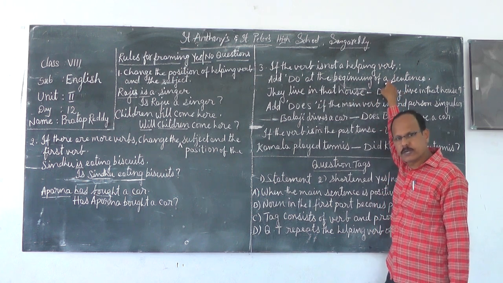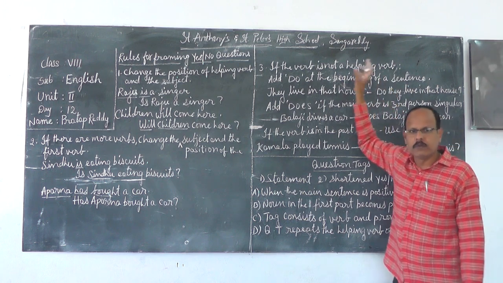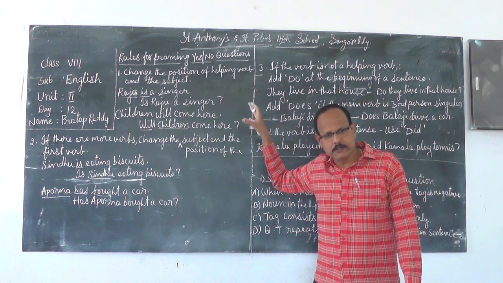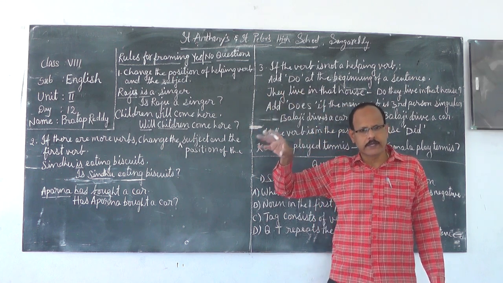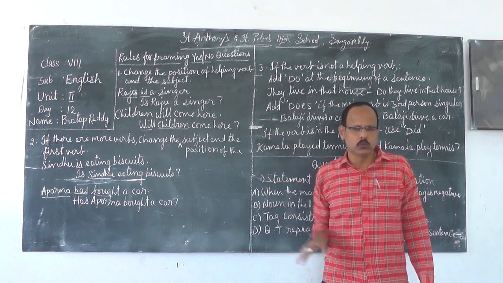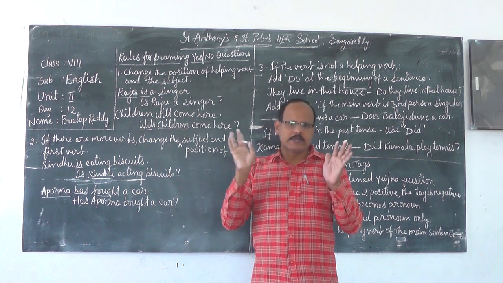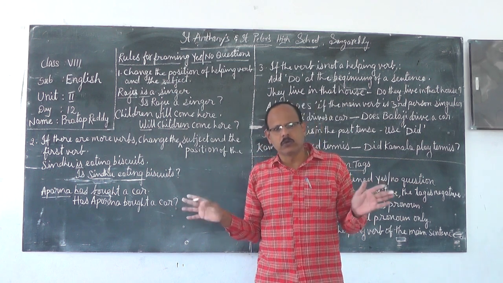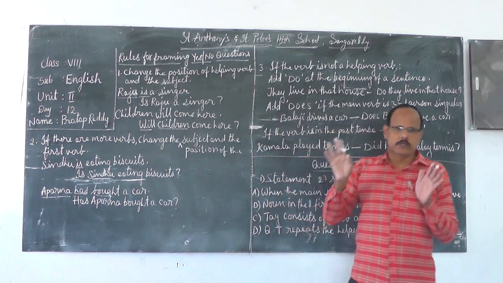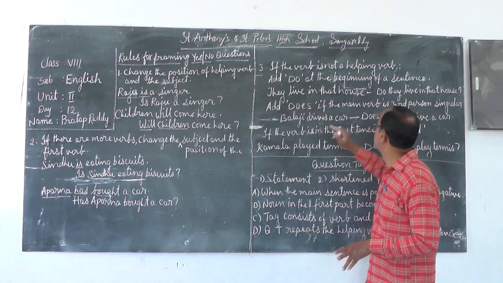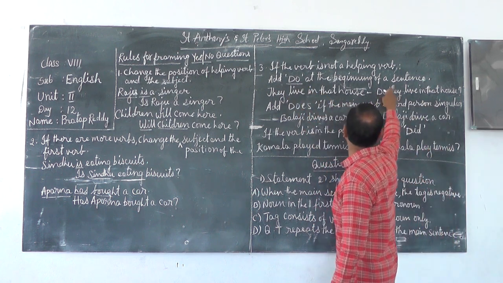The sentence is in present tense. If the verb is in the present tense, you need to start your question sentence with the word do. What is the rule? If the main verb is in present tense, there is no helping verb, only the main verb, you should start your question using the word do. Okay, add do at the beginning of the sentence.